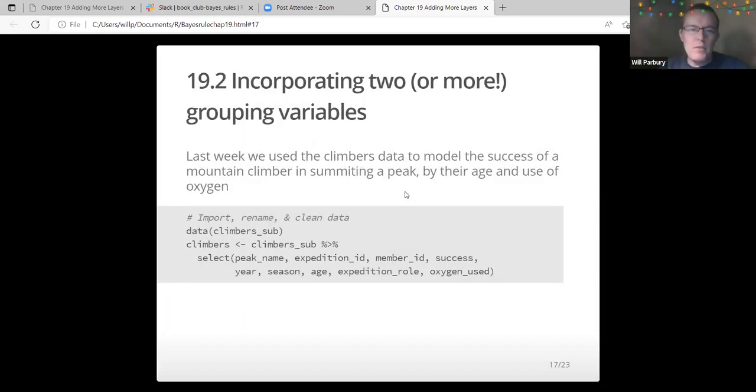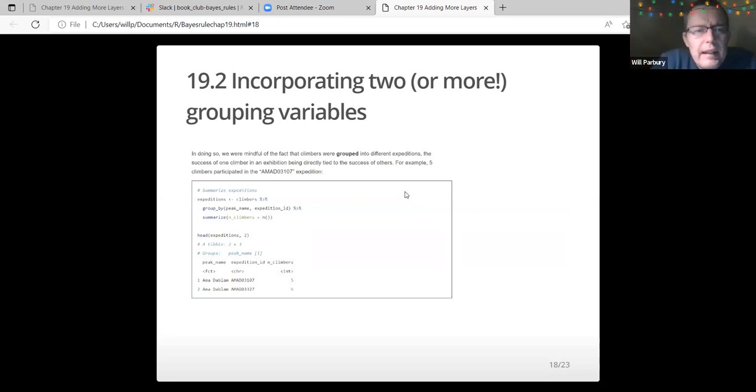Okay, so this is where we move on to some other data. This is the climbing data that I think we've seen before. Last week we used the climbers data to model the success of a mountain climber in summiting a peak by their age and use of oxygen. So I think it was, if they were using oxygen, they're much more likely to get to the top, and also it helped if they weren't really old as well.